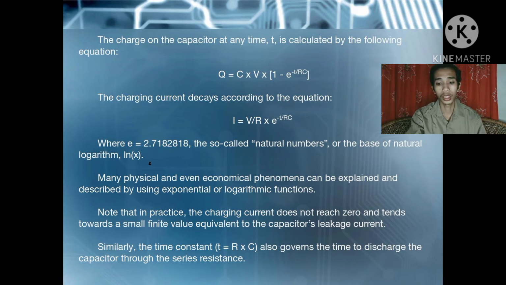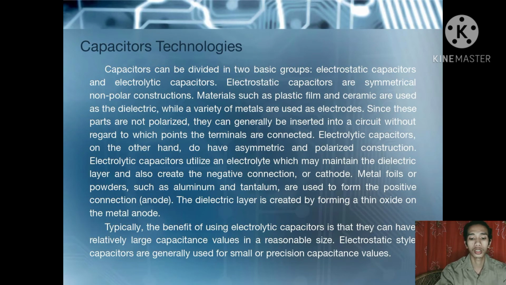Next would be capacitor technologies. Capacitor technologies can be divided into two basic groups: the electrostatic capacitors and the electrolytic capacitors. First, electrostatic capacitors are symmetrical, non-polar constructions. Materials such as plastic film and ceramic are used as the dielectric, while a variety of metals are used as electrodes.